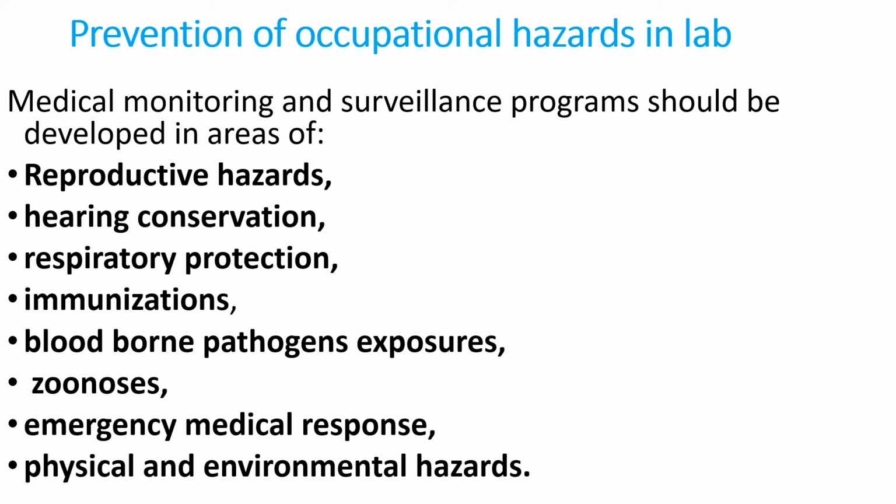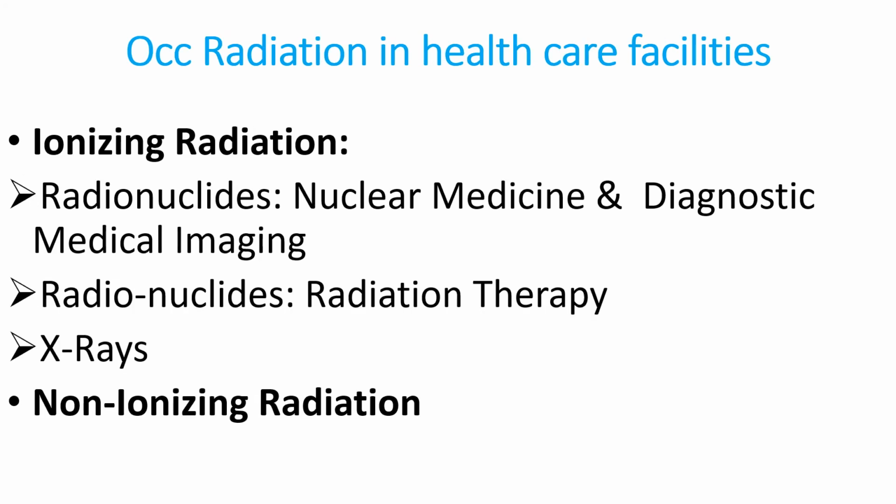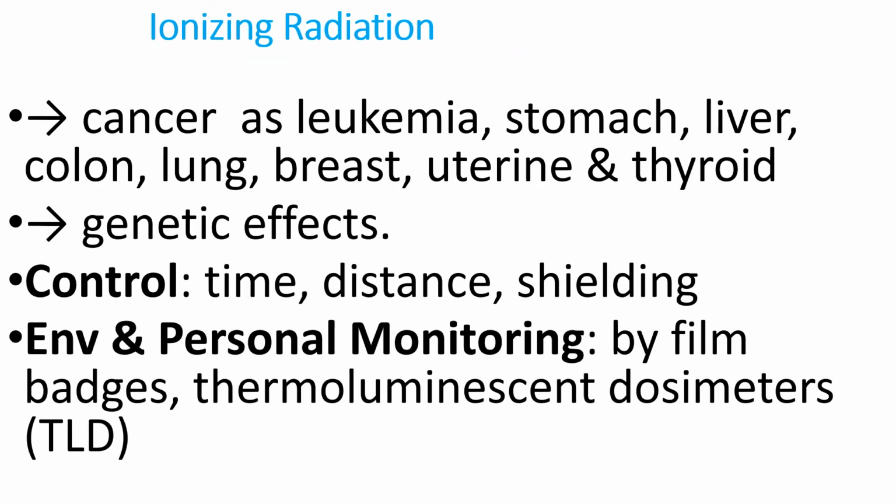Medical monitoring and surveillance programs should be developed in areas of reproductive hazards, hearing conservation, respiratory protection, immunization, blood-borne pathogens exposure, zoonosis, emergency medical response, physical and environmental hazards. Occupational radiation in healthcare facilities, ionizing radiation or non-ionizing radiation. We described them fully in the lecture about radiation.